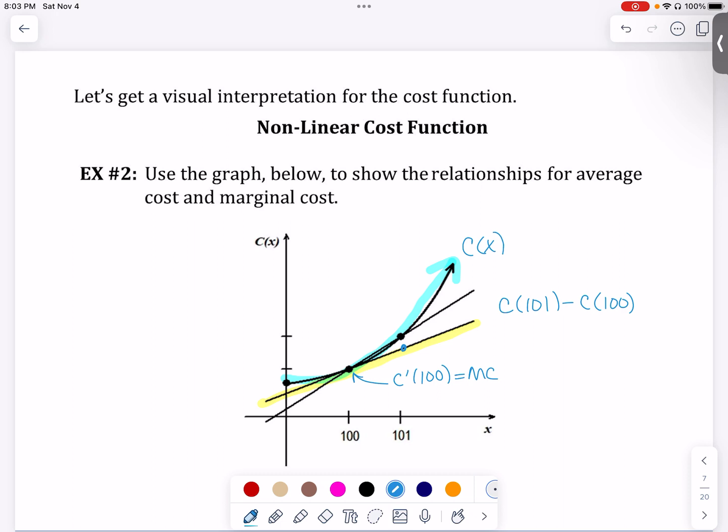And what you'll notice is that C prime of 100 should be pretty close to equivalent to C of 101 minus C of 100. That cost of producing one more. And then this part here would be like our fixed cost. Again, by no means do I think you need to be an expert at this graph. I'm just introducing you to a little bit of business calc.